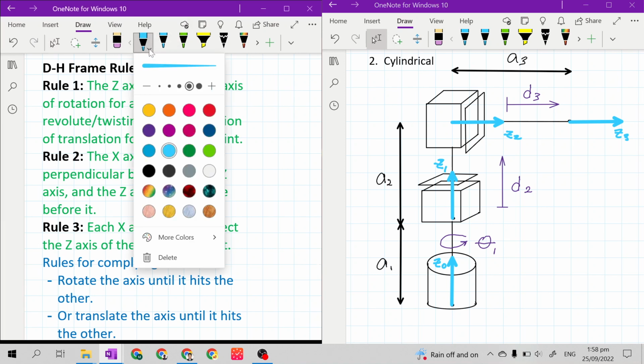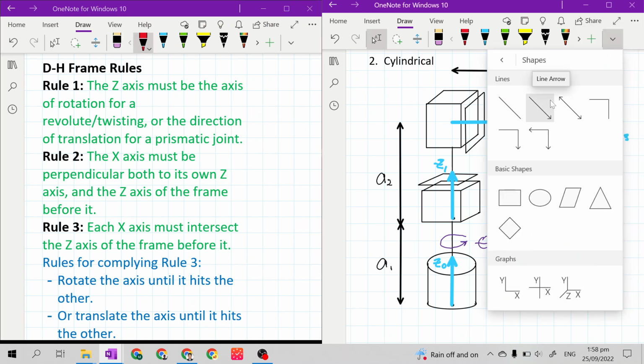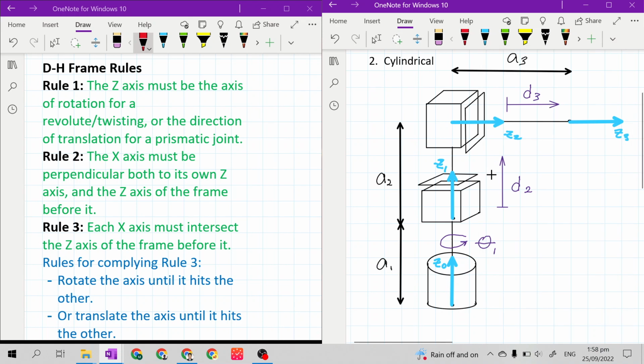Next, rule 2. Rule 2 and rule 3 are for the x-axis. I will make my arrows red and thick to make the x-axis easy to see. So rule 2: the x-axis must be perpendicular both to its own z-axis and the z-axis of the frame before it.